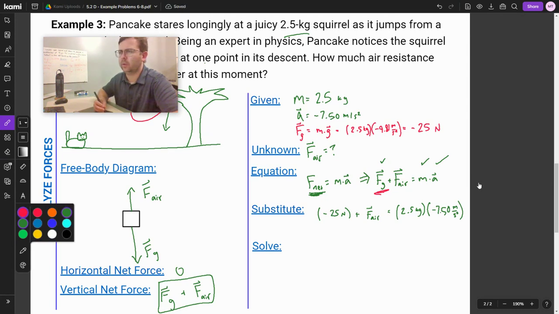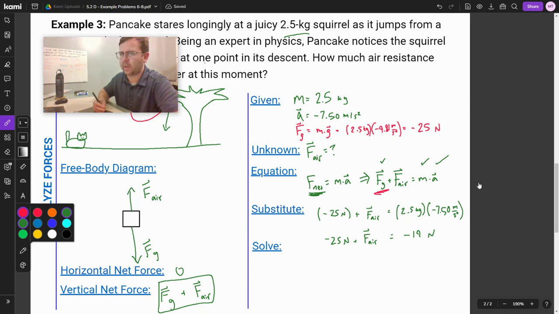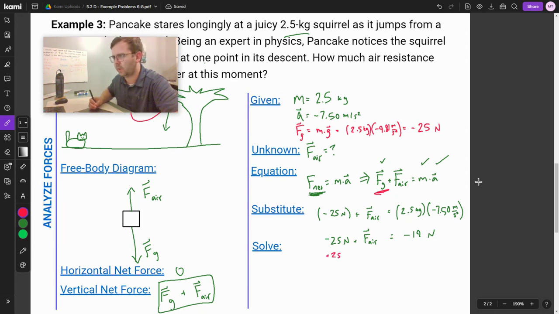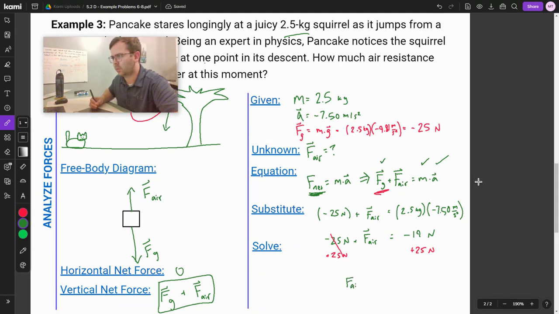All right, so I'm ready to multiply 2.5 times 7.50. So 2.5 times 7.50 is 18.6. I'm going to round that to 19 because I need two significant figures here. So that's equal to negative 25 newtons plus the air resistance. So now we're ready to add this 25 newtons to both sides, and that cancels it out over there. And our air resistance is positive 6 newtons.